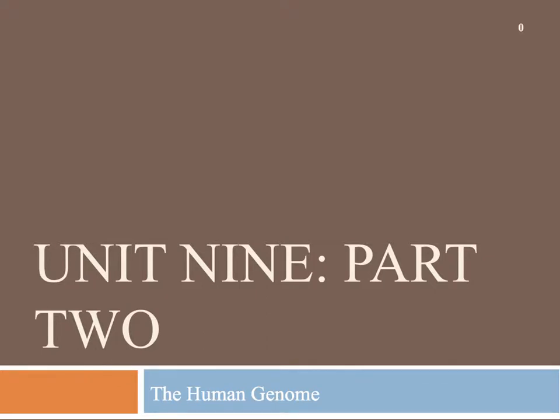We're moving into part 2 of Unit 9. So we've looked at how traits are passed down from one generation to the next. In this video we're going to look at some tools that scientists use to help them discover how traits are passed down from one generation to the next.